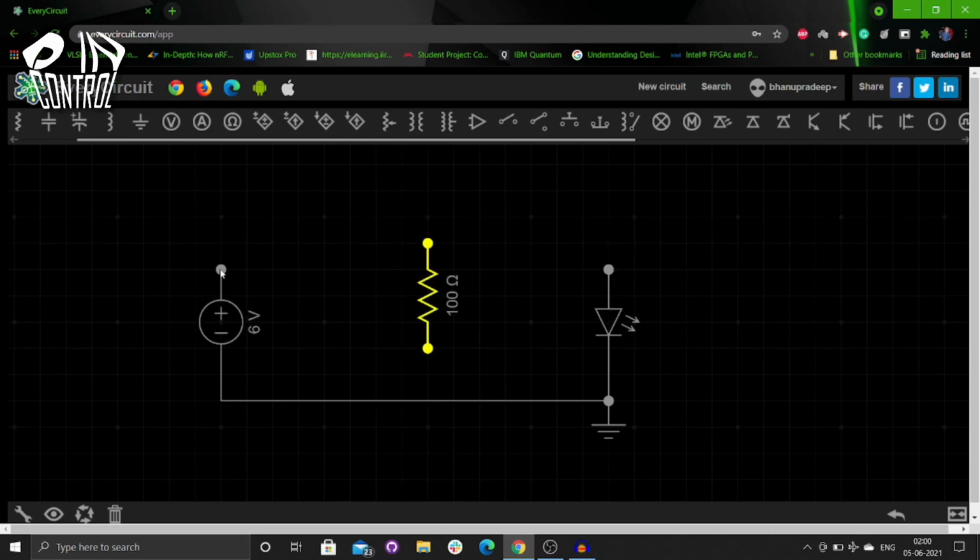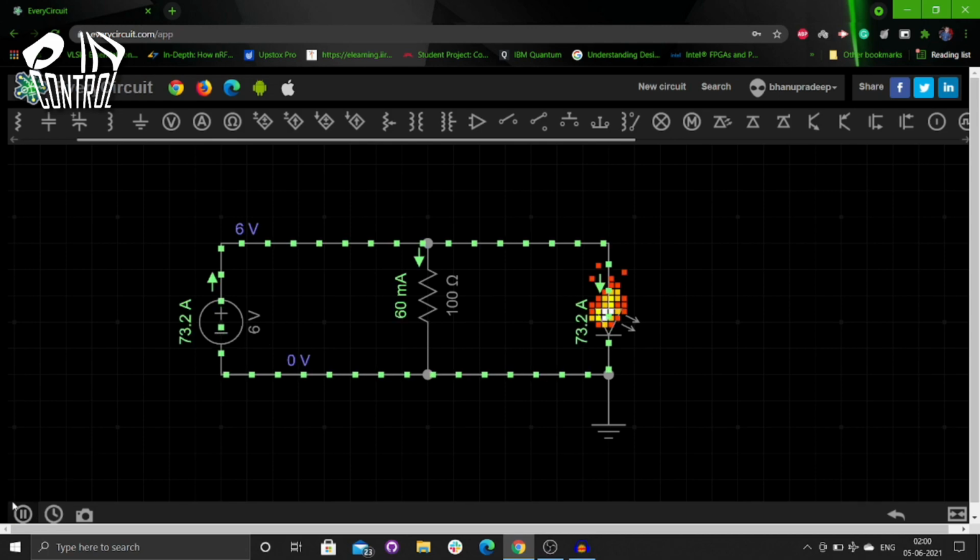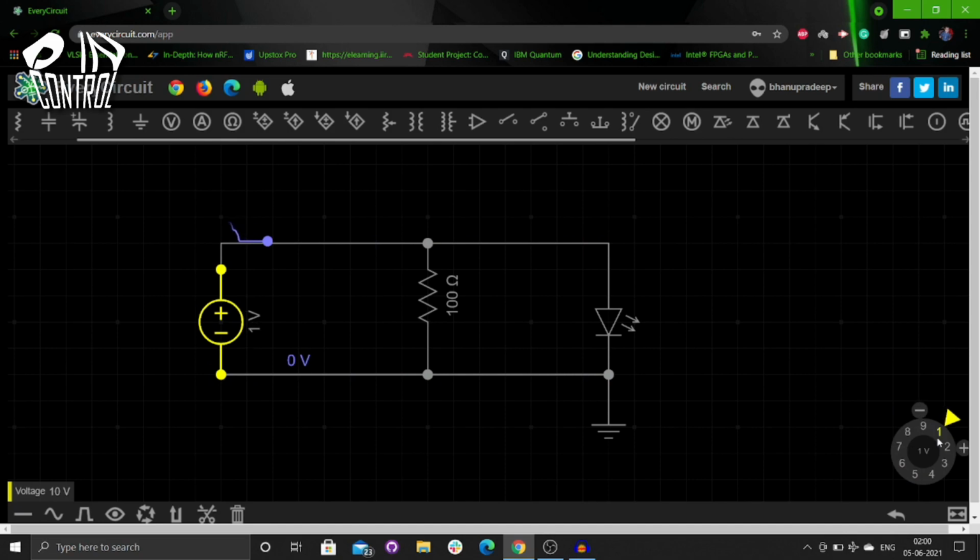I am connecting the positive terminal of the voltage source to one end of the resistor and another end of the resistor to the ground, and another end from the resistor to the positive terminal of an LED. Let us see by applying initially 1 volt. So my voltage is 1 volt, which is less than 2 volts. So that's why it is creating this box and it is flowing in this box only.